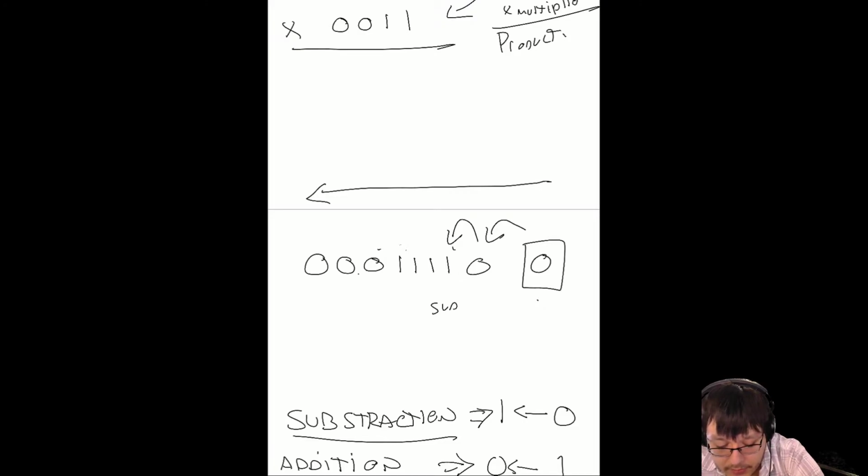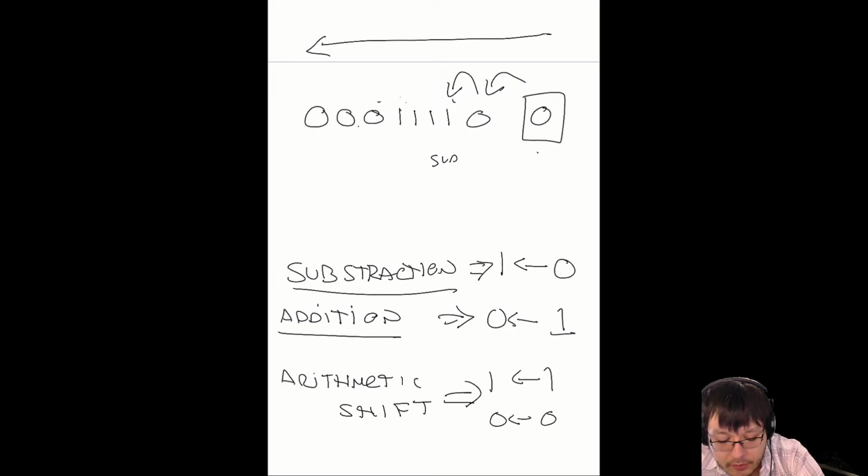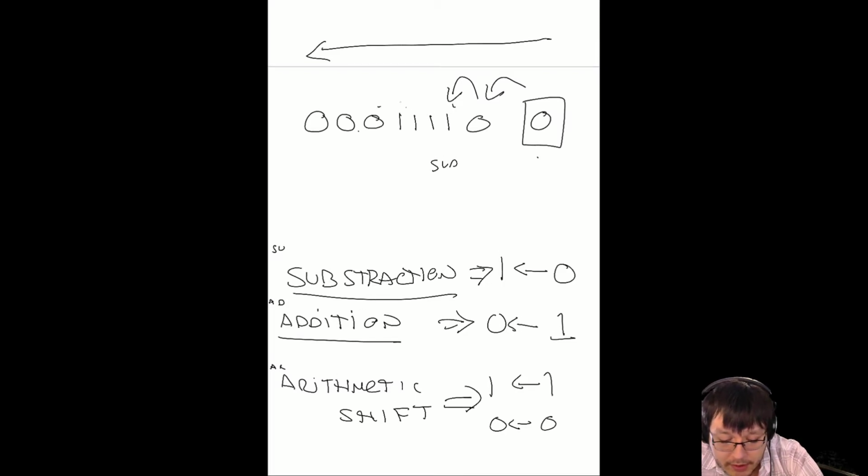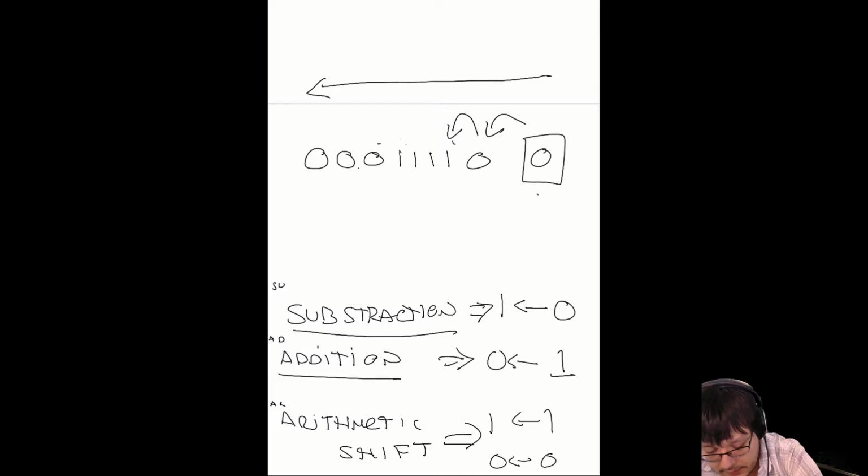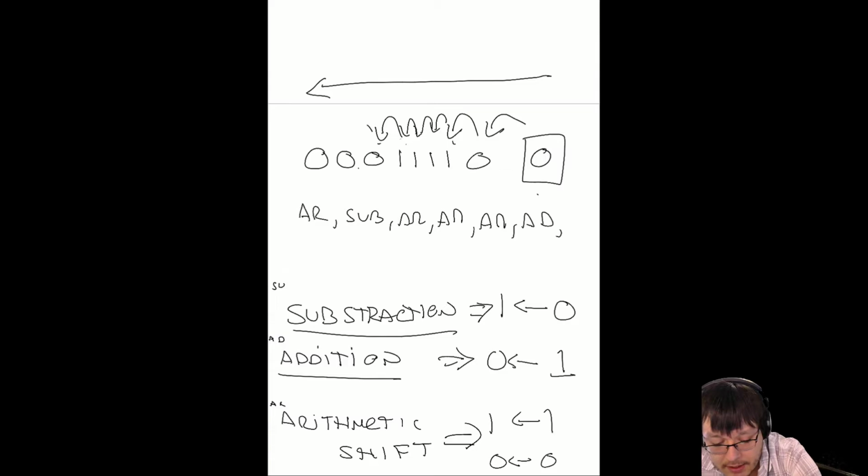subtraction. So here, we'll say AR for arithmetic shift, A for addition, and then S for subtraction. Maybe AD and SU, okay? So this would be a combination of first an AR, and then from 0 to 1 would be a sub. And then from 1 to 1 would just be another AR. And then from 1 to 1 again, it would be an AR. And then 1 to 1 again would be AR. And then from 1 to 0 is going to be an addition. And then for the rest of these would just be ARs.